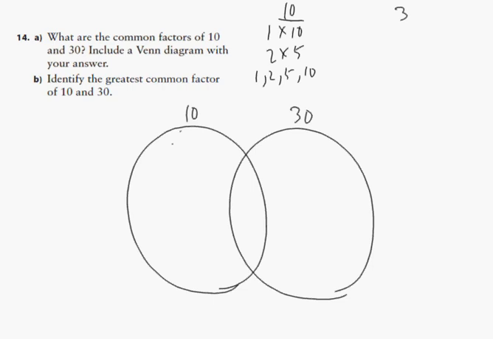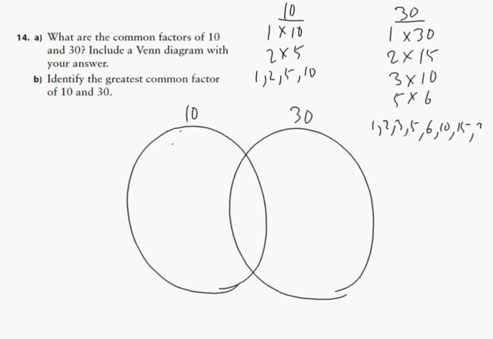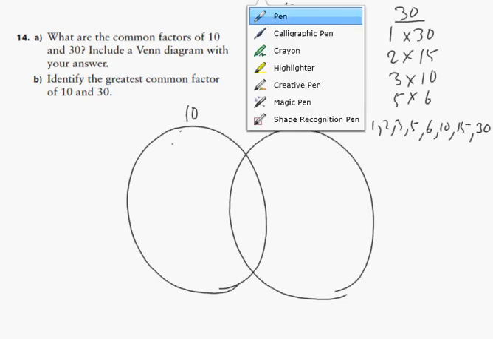And for 30, we have 1 times 30. 2 is a factor because it ends in a 0, so 2 times 15. 3 is a factor, and then finally 5 and 6. So your factors of 30 are 1, 2, 3, 5, 6, 10, 15, and 30. Okay? So which ones do they share in common?